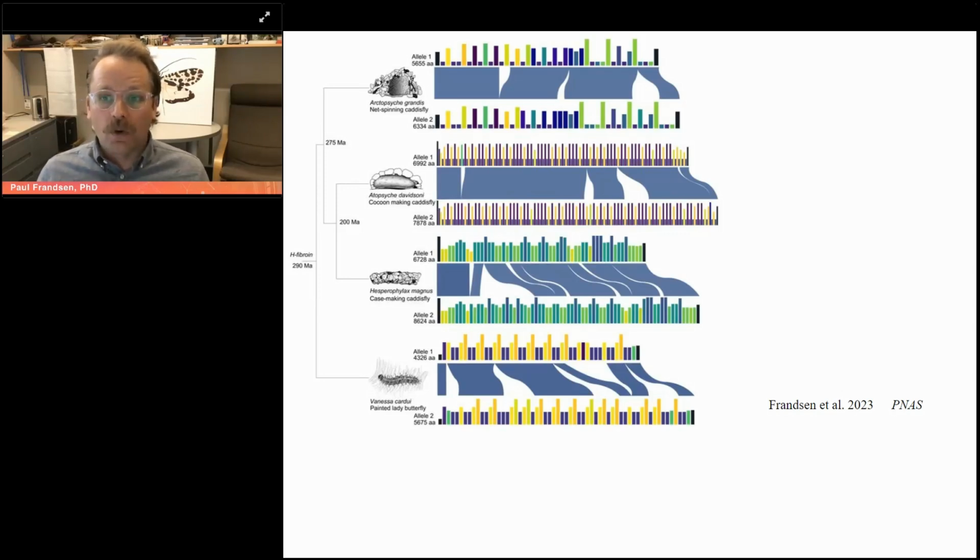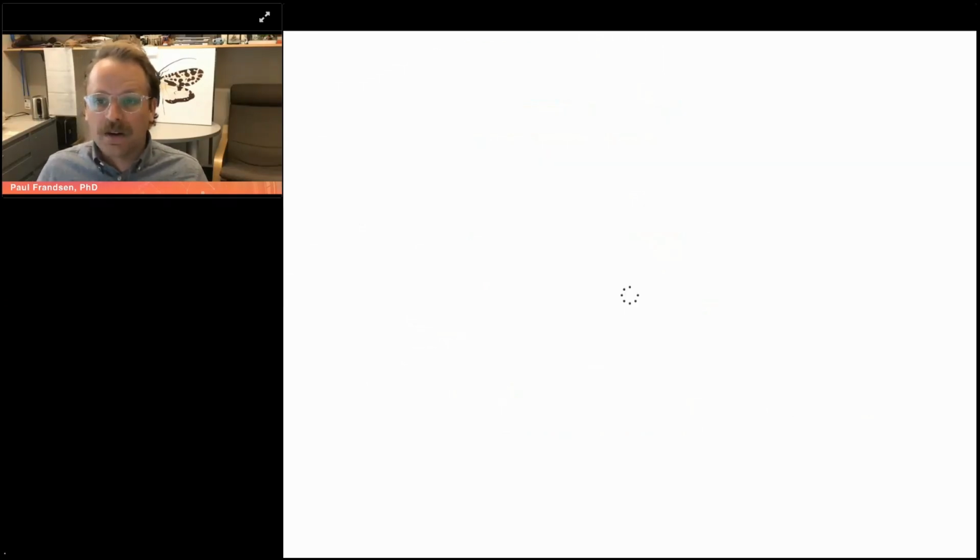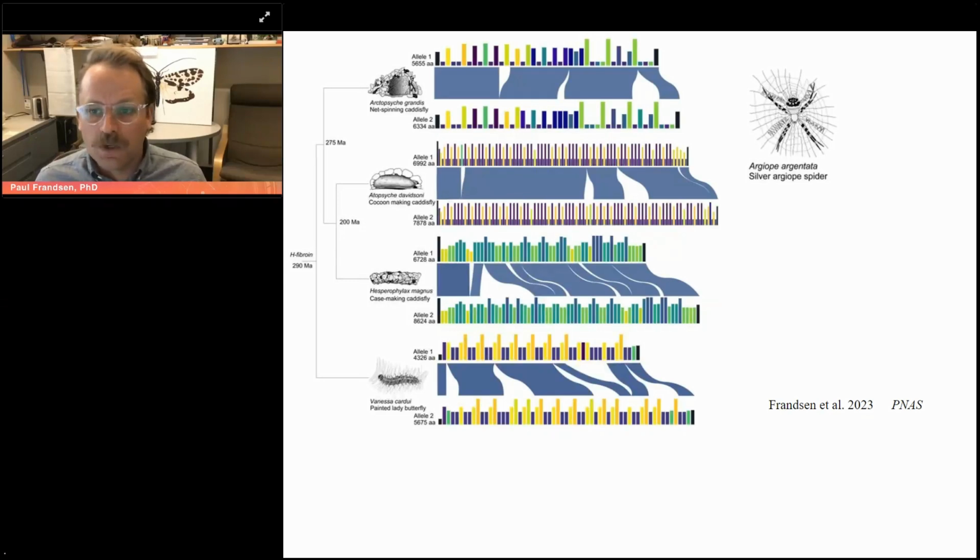But what about other organisms that also spin silk? Would we find anything about those other organisms that share the same pattern? And so we decided to look at a spider. The spider we chose is Argiope argentata, and it actually has many genes that encode for proteins that generate different types of silk. So it uses many different types of silk to make its web and do other things.